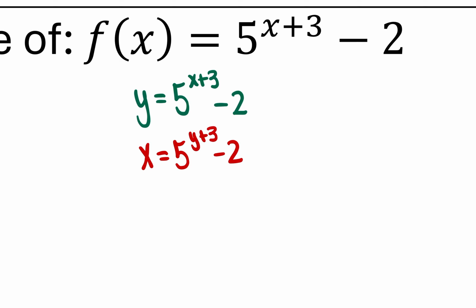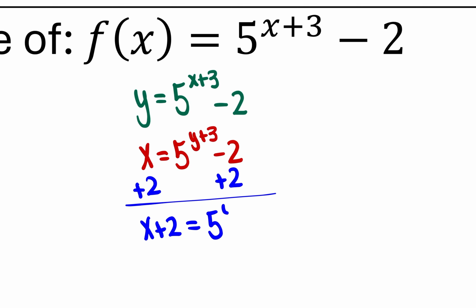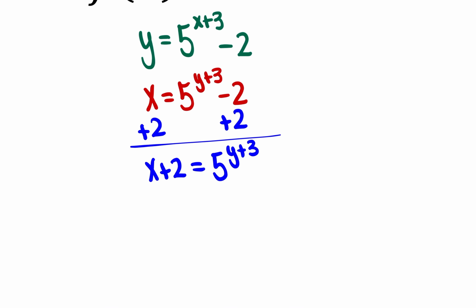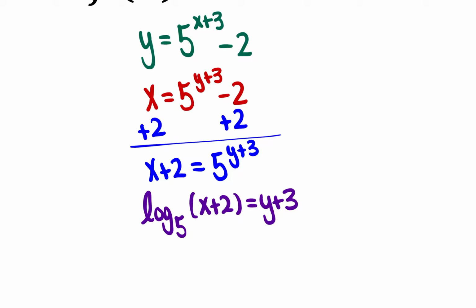My next step is to then isolate and solve for the new y. So I will add 2 on both sides. This will leave me with x plus 2 is equal to 5 to the power of y plus 3. My next step is to then convert this to the log form. Keep in mind that the inverse of the exponential function is the log function, and the inverse of the log function is the exponential function. So I have log base 5 of x plus 2 is equal to y plus 3.